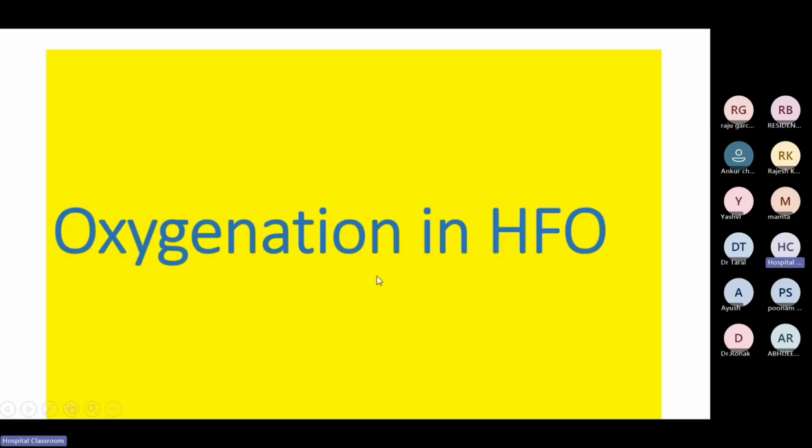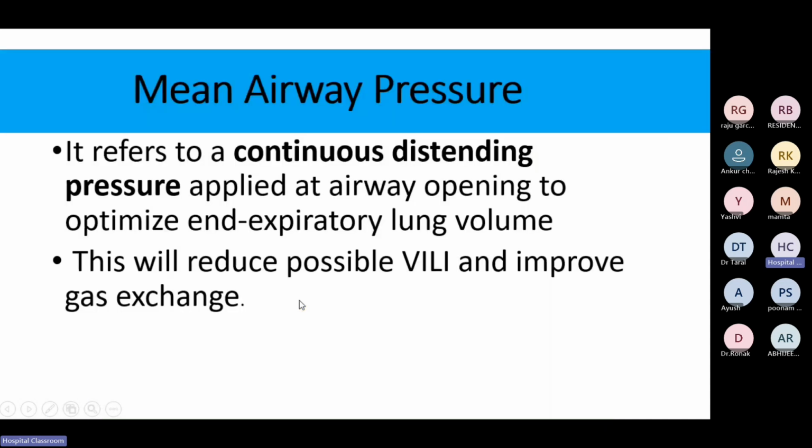Okay. So when I talk about oxygenation, I'll not talk much about the FiO2 because again, it will make the talk more complicated. So I'll be discussing mean airway pressure. Mean airway pressure, as I told, just like in a CPAP, is a continuous distending pressure which is applied at the airway opening, and it is used to optimize the end expiratory lung volume.